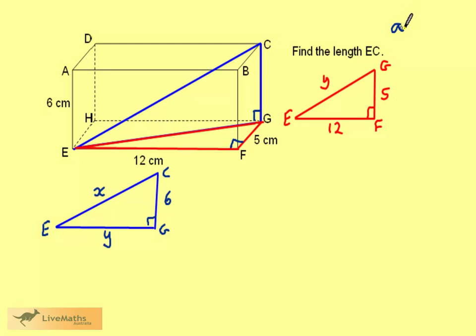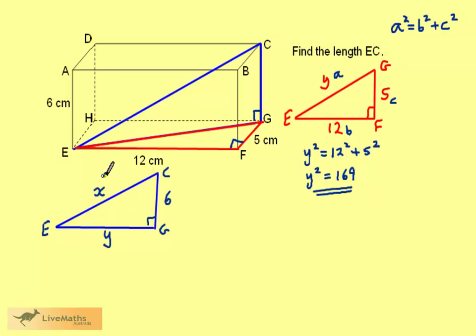We can now use Pythagoras' theorem, which is a squared equals b squared plus c squared. Remember, A is the longest length. If we call this A, this could be B, and this C. Substituting in, y squared is equal to 12 squared plus 5 squared. Calculating this gives us that y squared is 169. Note we don't need to proceed to find the value of y.